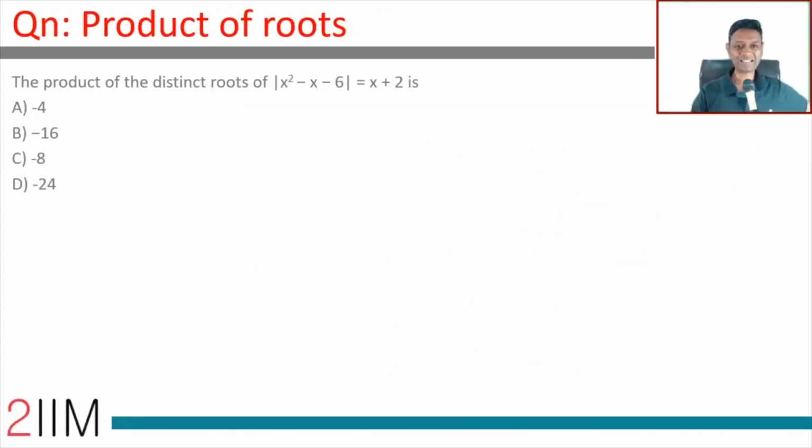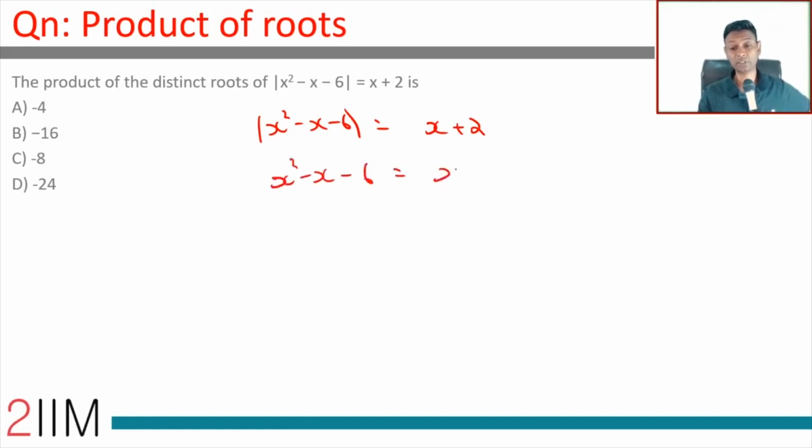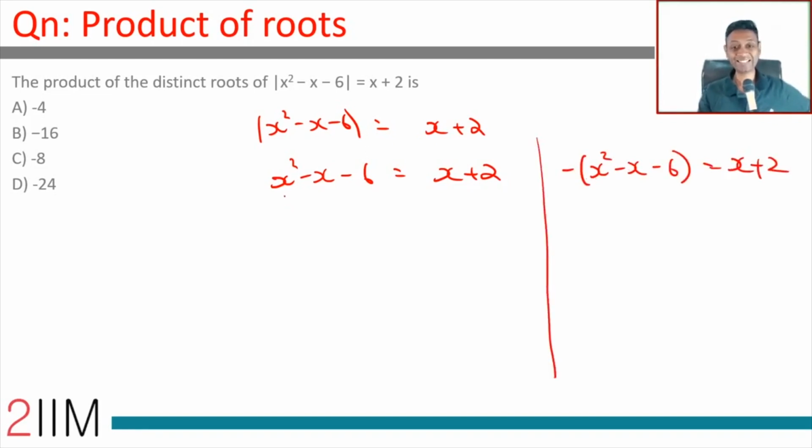The product of the distinct roots of modulus of x square minus x minus 6 equals x plus 2. So this could be x square minus x minus 6 equals x plus 2, or minus of x square minus x minus 6 equals x plus 2. Two possible solutions. In the first case, x square minus x minus 6 should be greater than 0. In the second case, it should be less than 0. First, let's solve. Then we'll worry about the roots part later on.